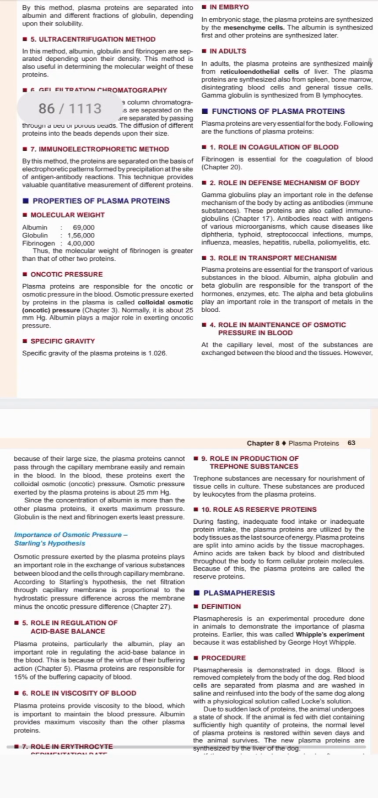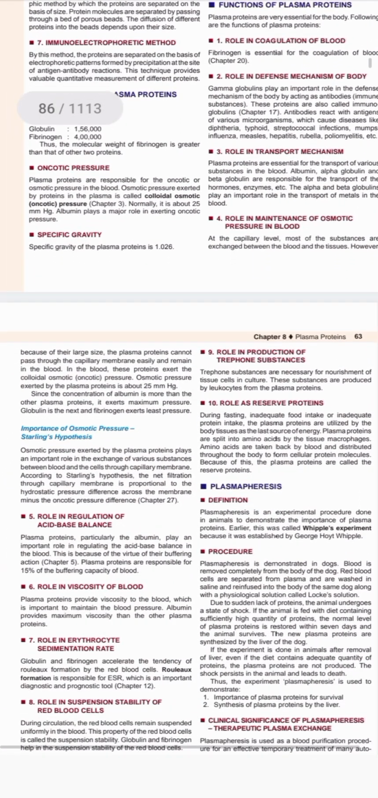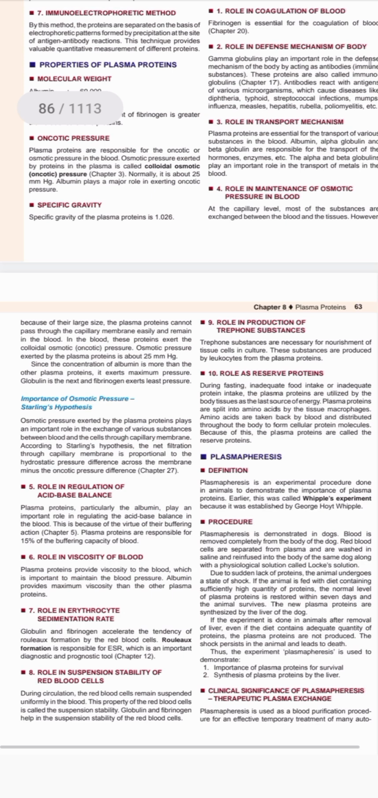Plasma proteins, particularly albumin, play an important role in regulating acid-base balance in blood. This is because of the virtue of their buffering action. Plasma proteins are responsible for 15% of the buffering capacity of blood.